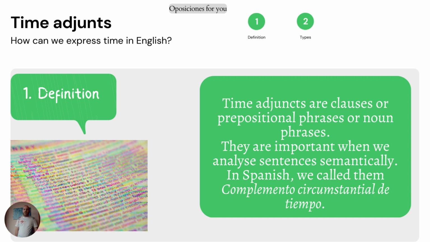For example, I will go to the shop after I finish my work. The time adjunct here in this sentence is after I finish my work. It tells us when the action of going to the shop will happen in relationship to the action of finishing work. Understanding time adjuncts is crucial when expressing temporal relationship and frequency in English and other languages.